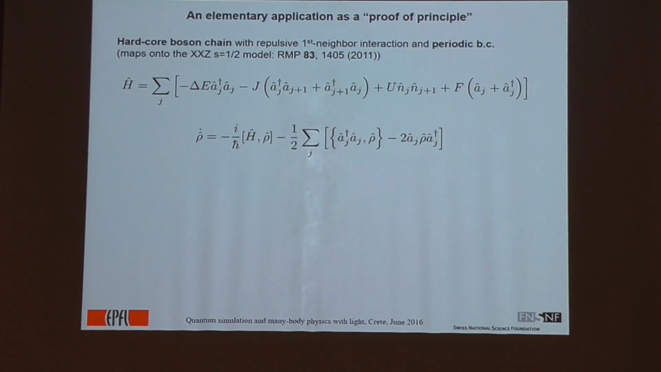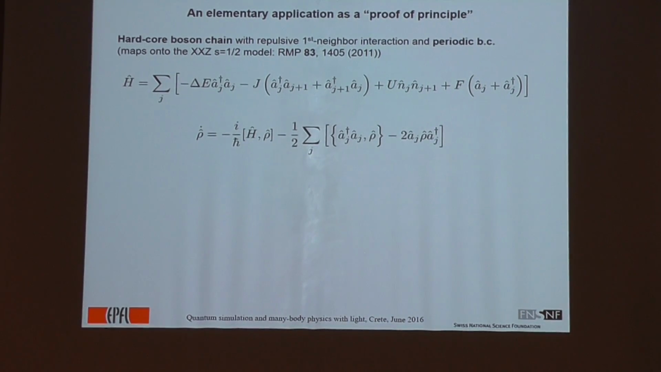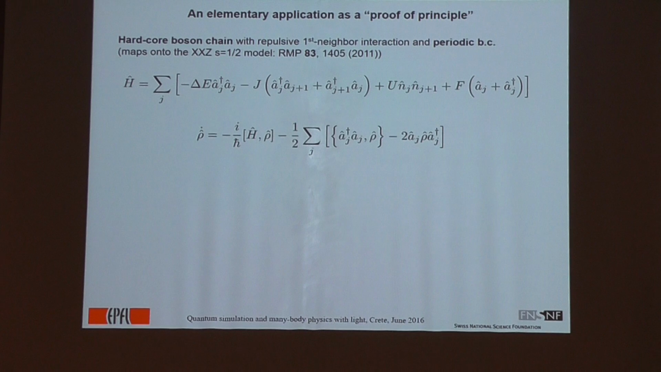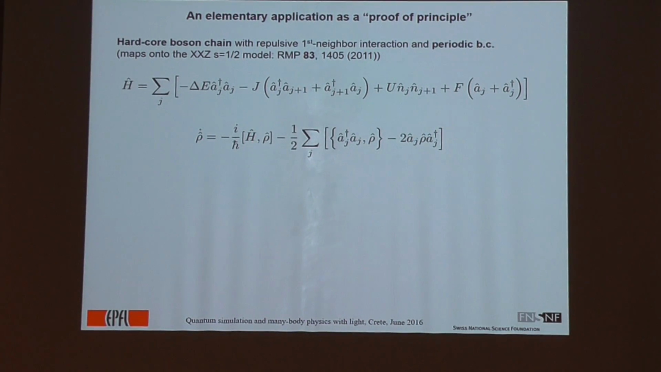Now let me show you just a very preliminary result, which is a proof of principle. It's by no means at the stage where it can be used efficiently for real world problems, but it works. So let me solve the hard-core boson chain with repulsive nearest-neighbor interaction and periodic boundary conditions, which maps onto the XXZ model. This is the famous review paper by Tarruell and Marty, if you want to look it up.